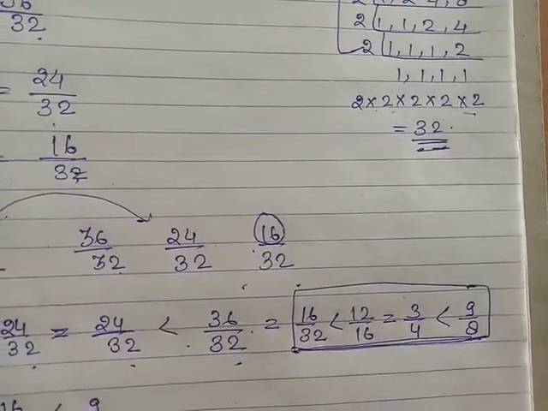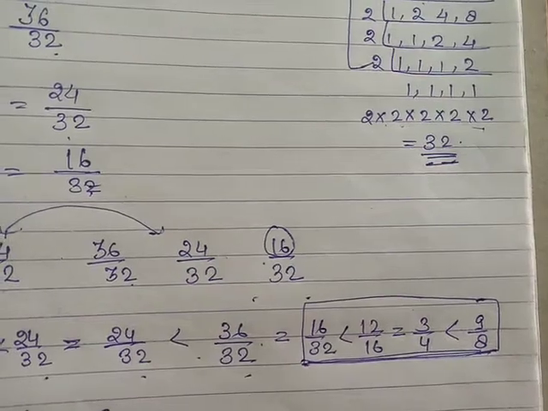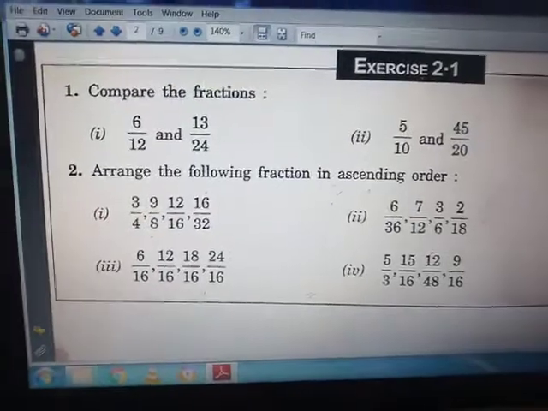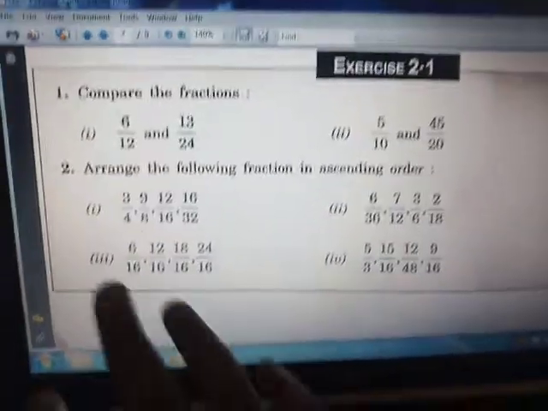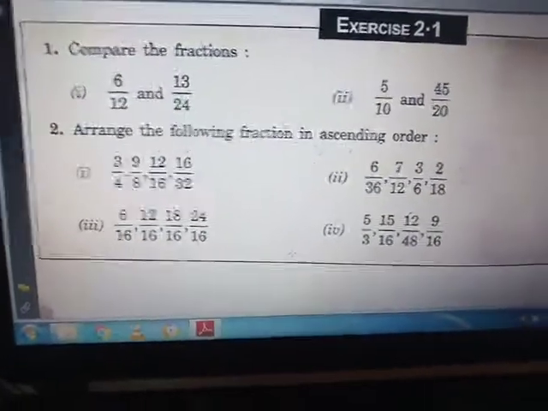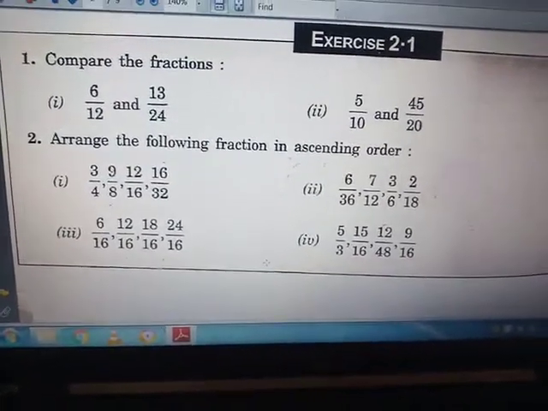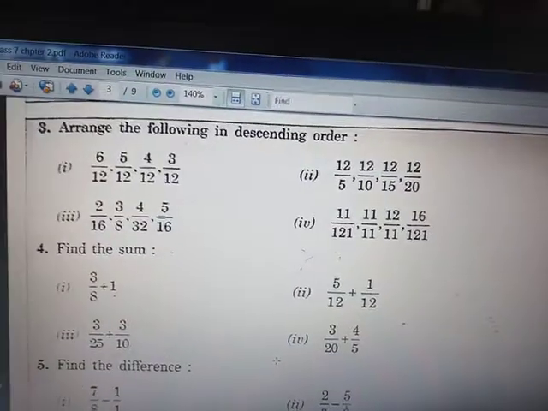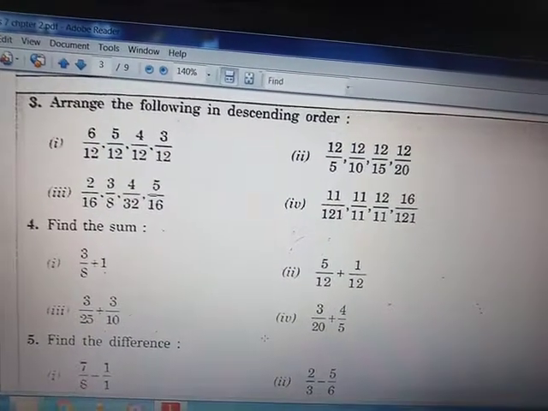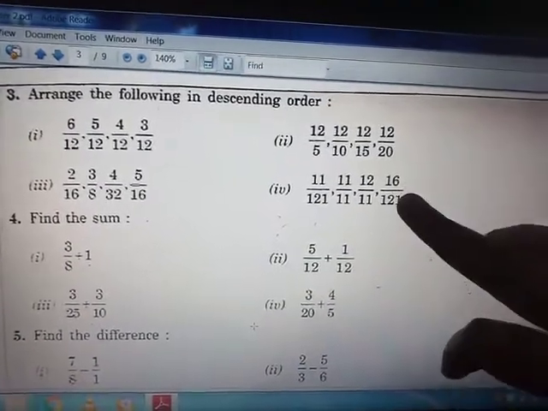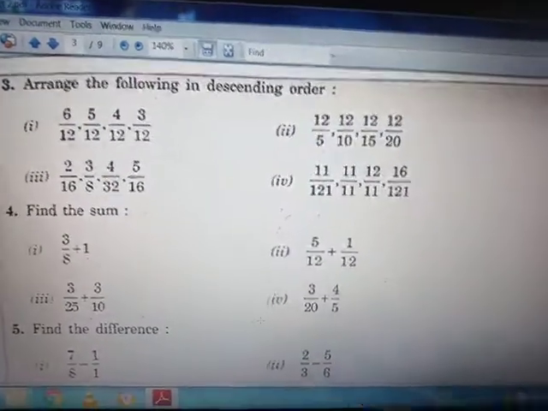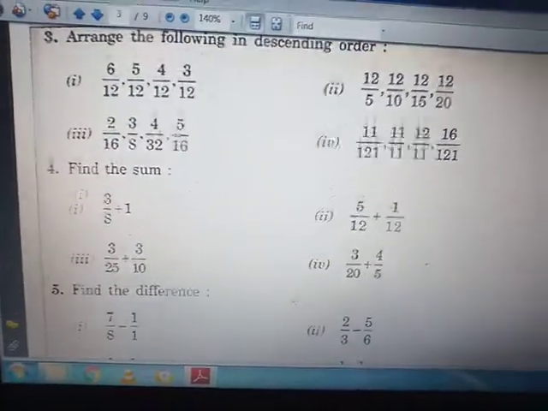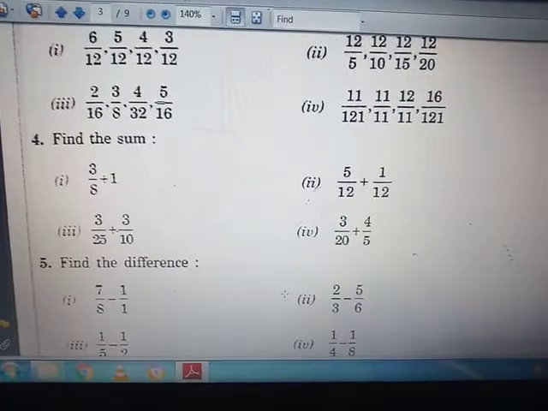Okay, now moving to the exercise part. The assignment for today is question number 1, whose first part we have done, and question number 2, whose first part we have done. You have to do the other parts of these two questions, and after that question number 3, that is arrange the following in descending order. Question number 4 you have already done in the previous video, it was your assignment, and question 5 we will discuss tomorrow in the next video.